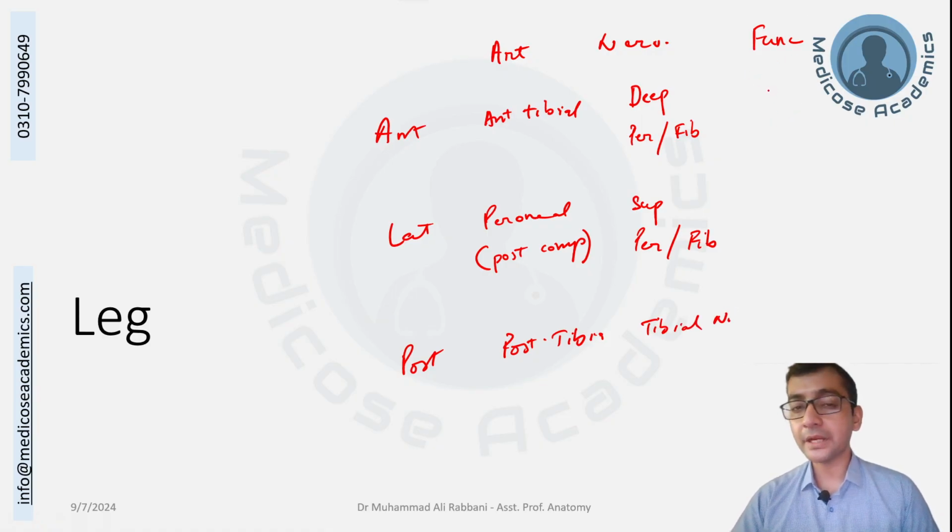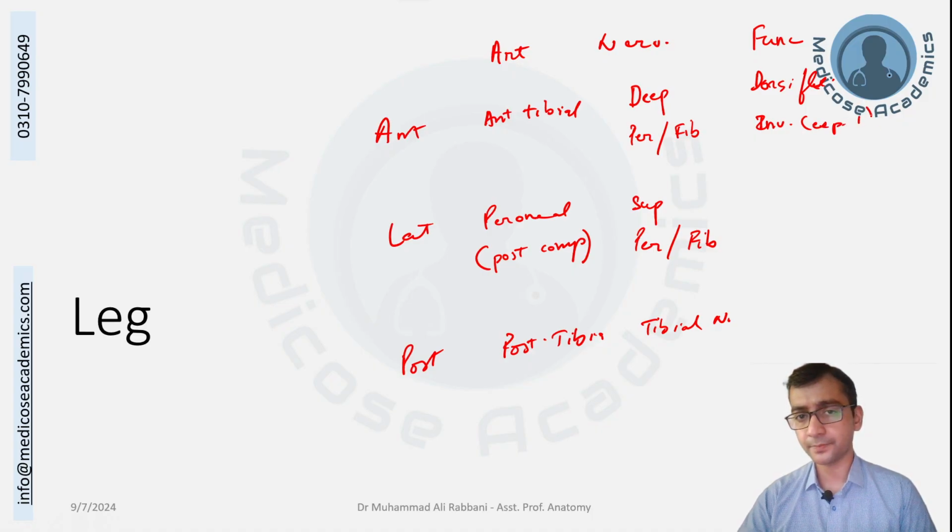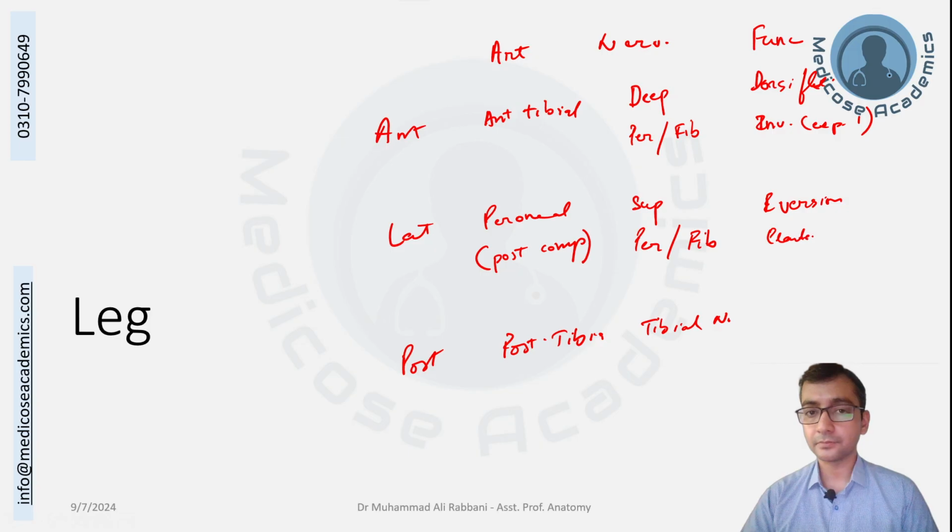The anterior compartment is majorly responsible for dorsiflexion, and most of the muscles are responsible for inversion except one, that is peroneus tertius. The lateral compartment is majorly responsible for eversion, and its minor function is plantar flexion.